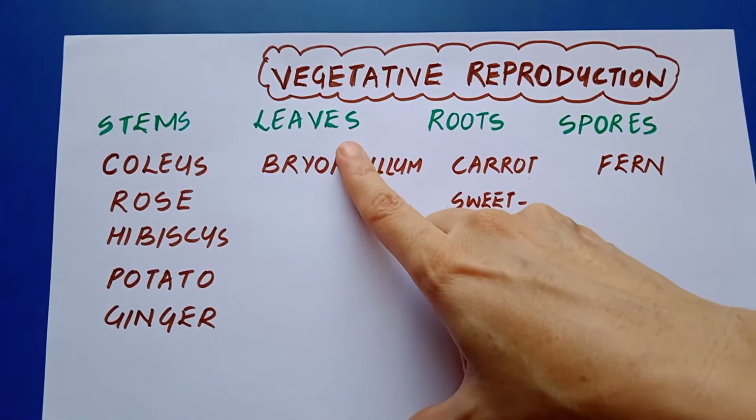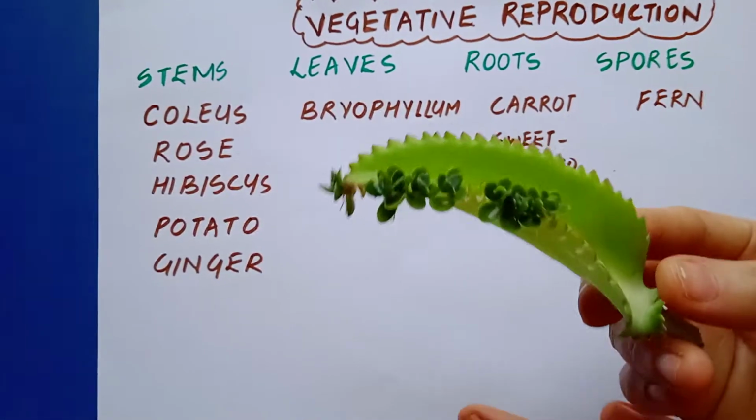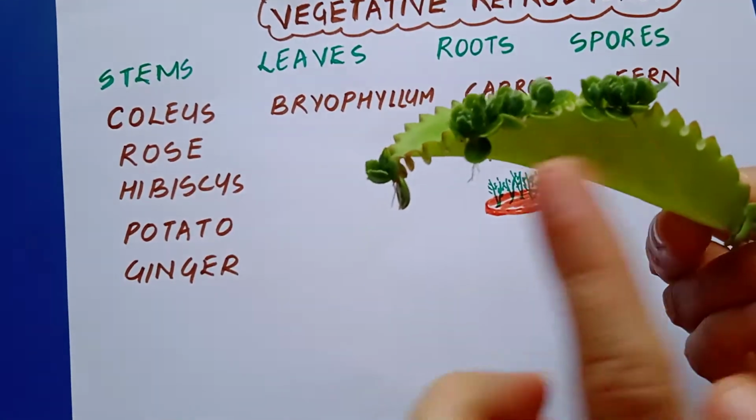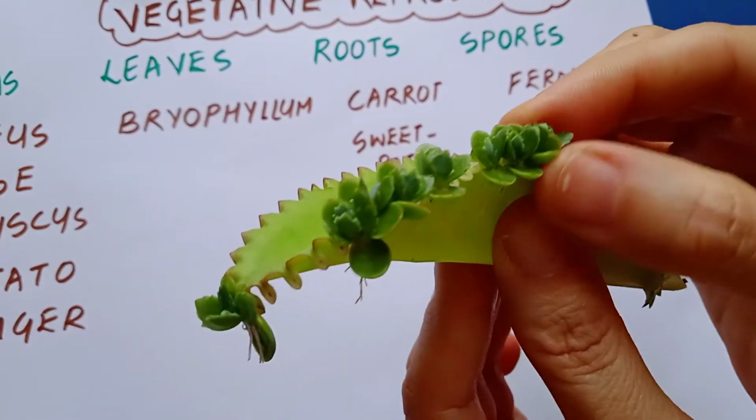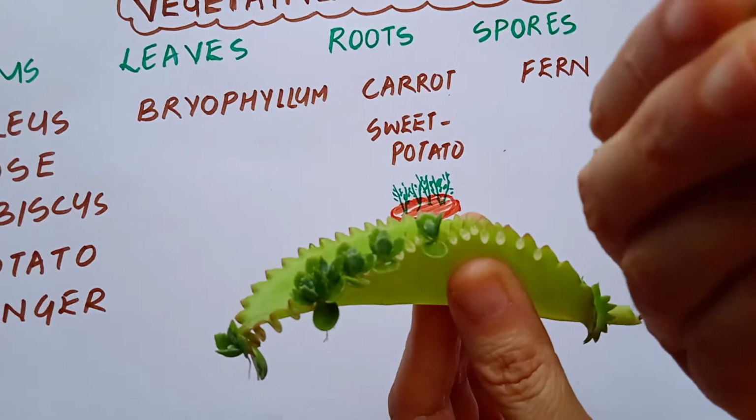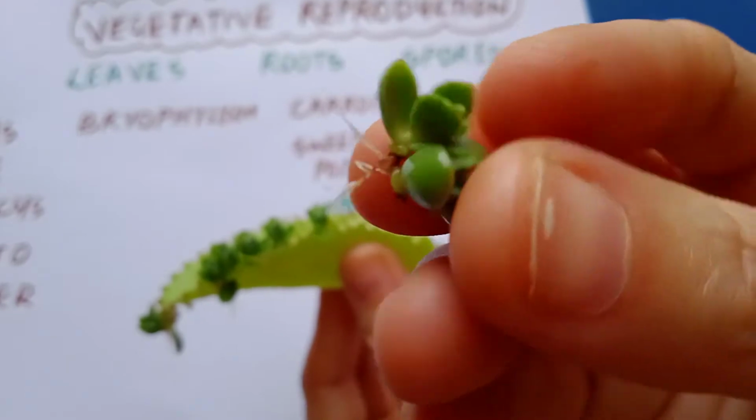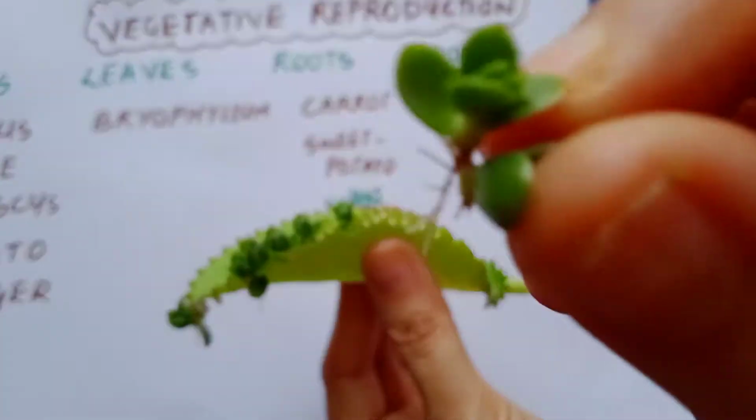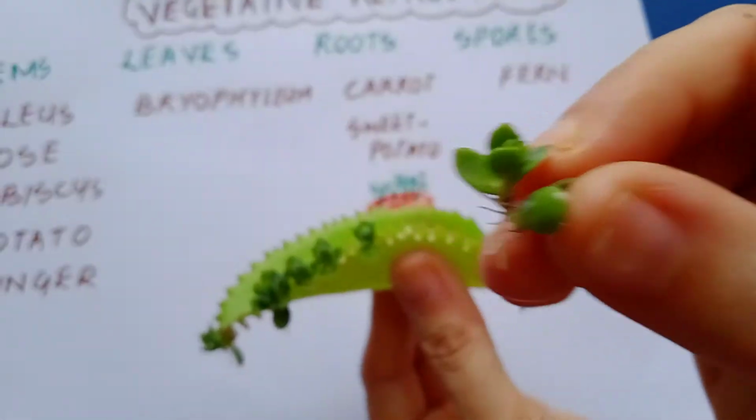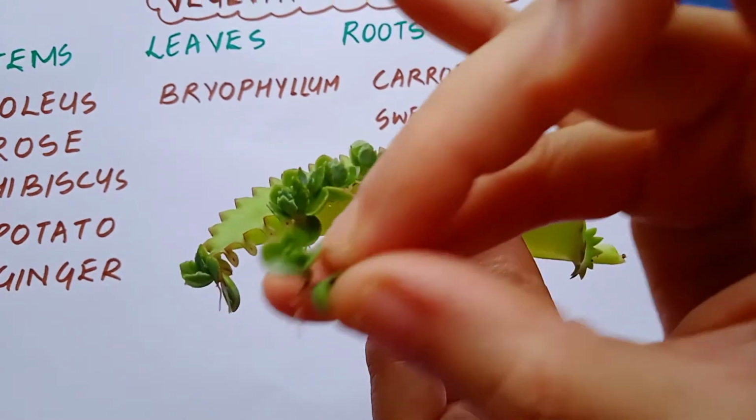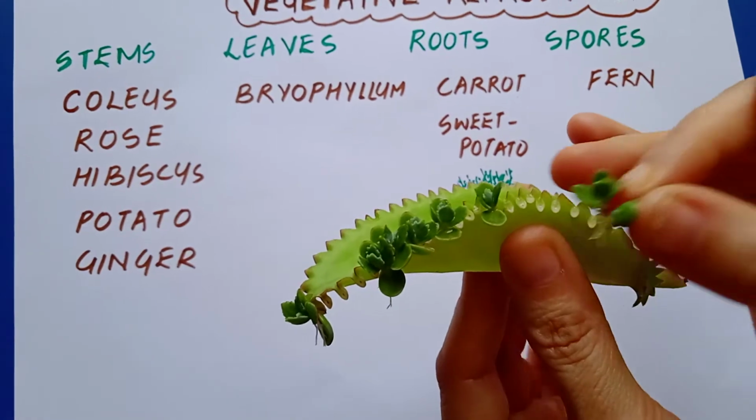Then with the help of leaves also some plants reproduce. Now I have this leaf of a bryophyllum plant. On the margin of this leaf, you can see these tiny buds coming out. You can see that roots are also there, under this bud. If I plant this in a pot, this will also become a new bryophyllum plant. So with the help of leaves only, new buds emerge and we get a new plant. This is how plants reproduce with the help of leaves also.